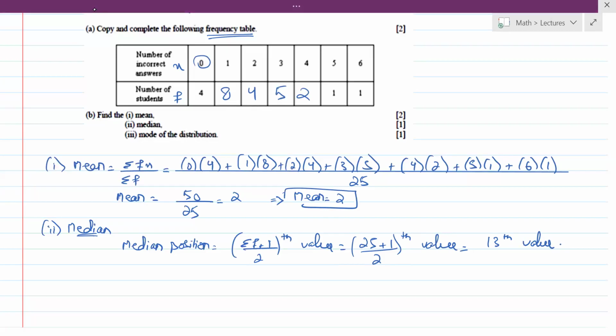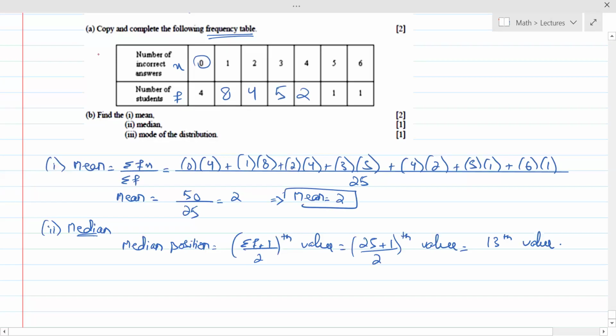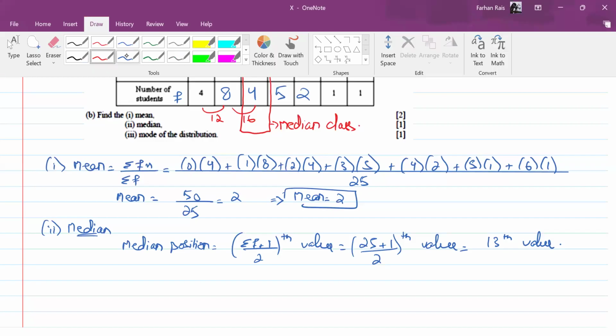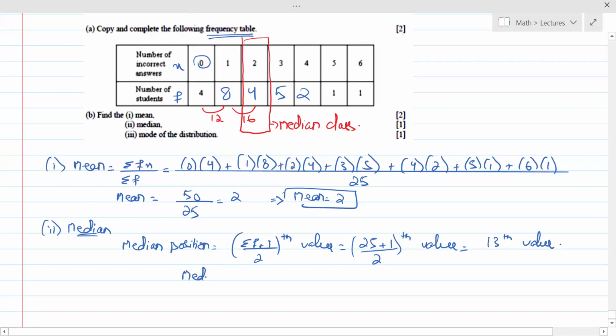Okay, so we'll do the same thing. We'll keep on adding the frequencies until we reach 13. So 4 plus 8, that's 12. And 12 plus 4, that's 16. The 13th value would be lying here. So this for us is the median class. And the value of x of the median class is the median for us. So median in this case would be 2.